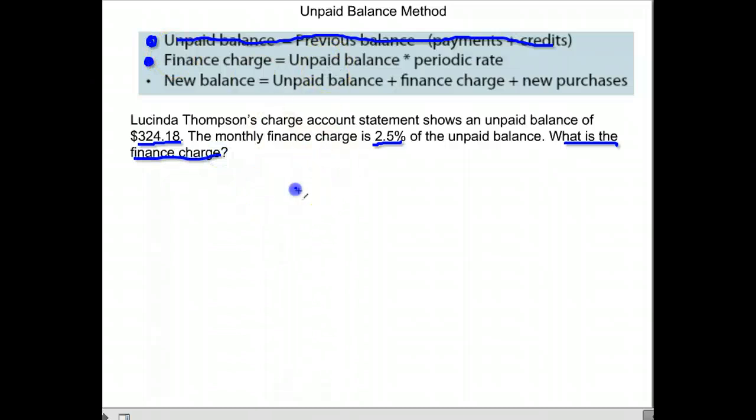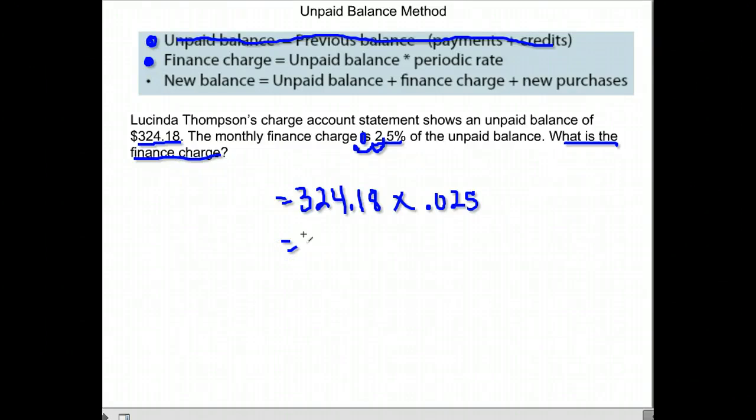So we take the unpaid balance of $324.18 and we multiply that by our periodic rate. Now it's 2.5%, but remember we moved the decimal 2 places to the left, so we can write that as 0.025 and actually calculate our finance charge. And when we do that, we get $8.10. Now notice they didn't ask for the new balance, all they asked for was the finance charge, so I'm done.